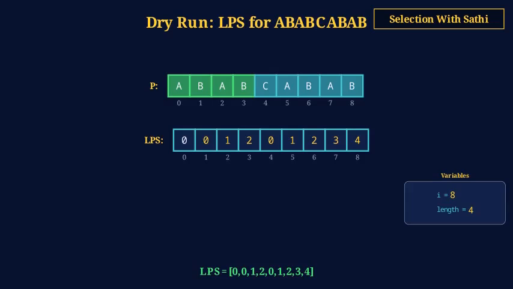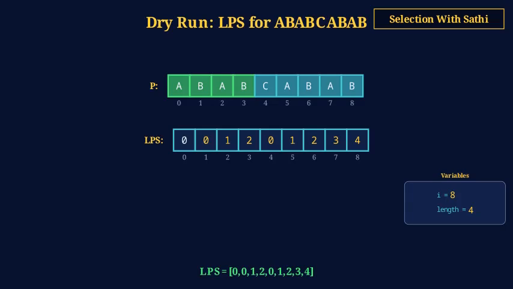At I equals 3, B matches B at position 1. Length becomes 2. LPS of 3 is 2. At I equals 4, A matches A at position 2. Length becomes 3. LPS of 4 is 3. At I equals 5, C versus B at position 3. Mismatch. Fall back, length becomes LPS of 2 which is 1.